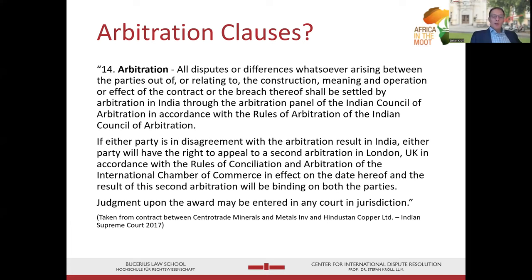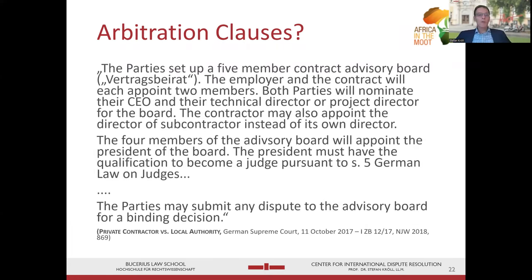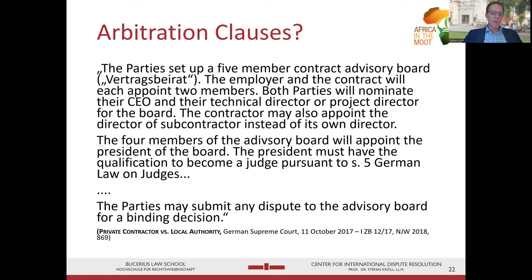And a second clause, which again comes from practice, comes from a contract for the construction of several hospitals in Germany. The overall value of the contract was close to 2 billion. And they came up here with a 5-member contract advisory board. It was clear from the subsequent provisions, which are not reported here, that this was meant to be an arbitral tribunal, so not a 3-member tribunal but a 5-member tribunal. Each party was entitled to appoint 2 members, but the 2 members had to be the CEO or the project director. And it all went up to the German Supreme Court.